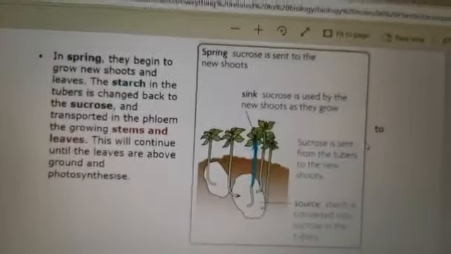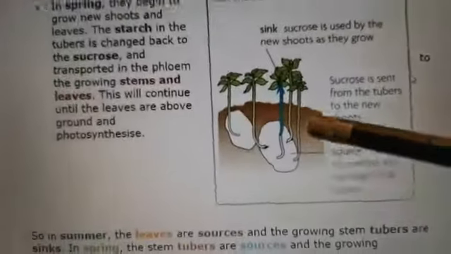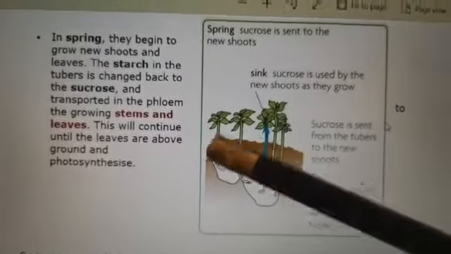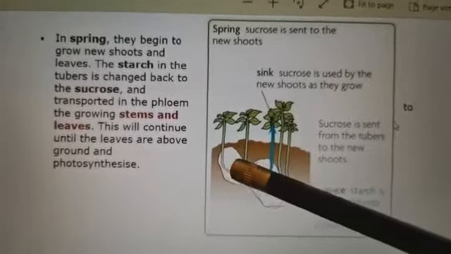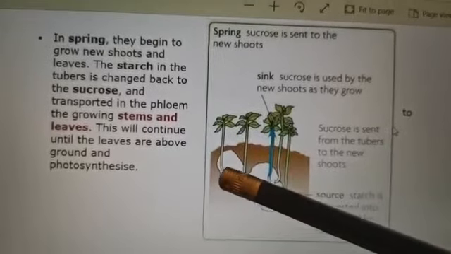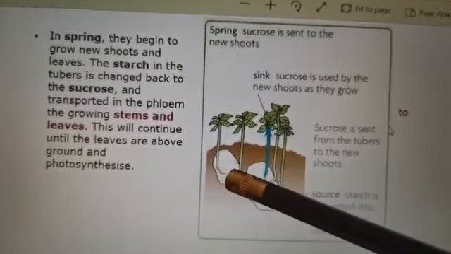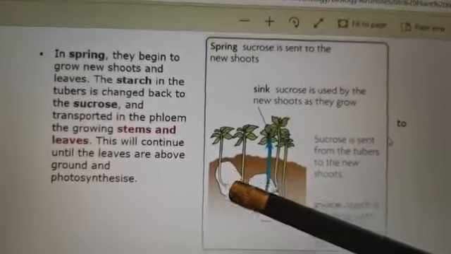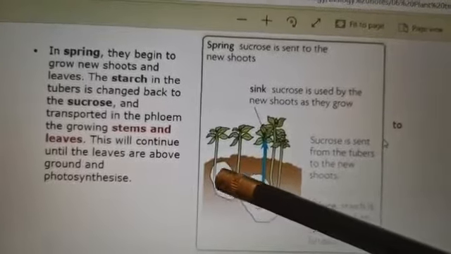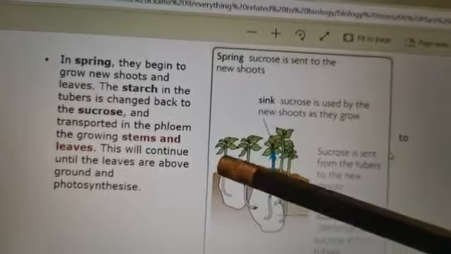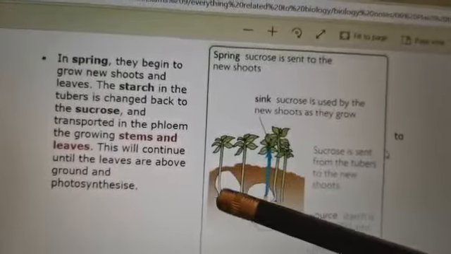And again what will happen in the springtime? In the springtime they will start to grow again. The leaves and the stem will start to grow again. So who will give the energy for the stem and leaves to grow again? The tubers will give the energy, right? The stored starch in the potato will give energy to the stem and leaves to grow.